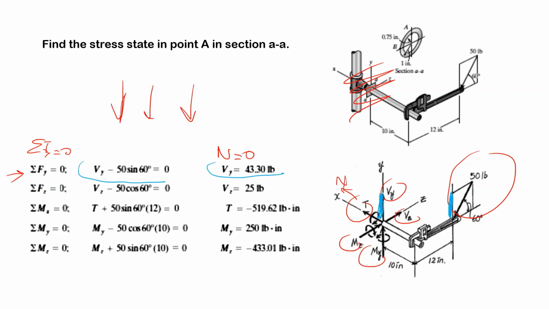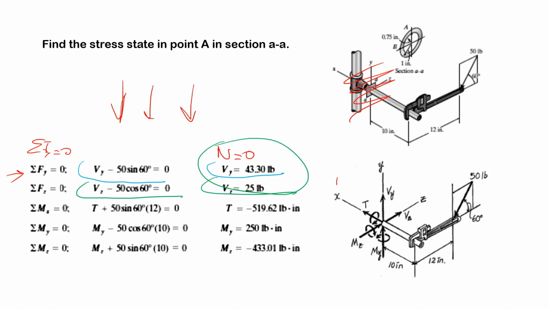In the Z direction, you have this force and this force. If you write these down, you find the forces. So the three forces are now found. Next step, we calculate the moments. The first one is sigma Mx.